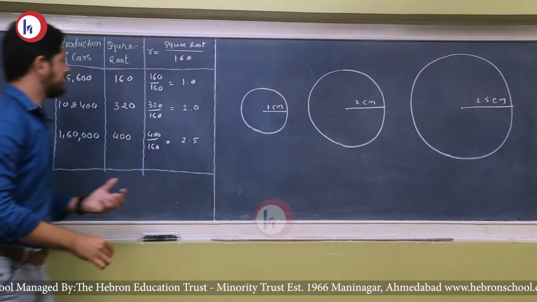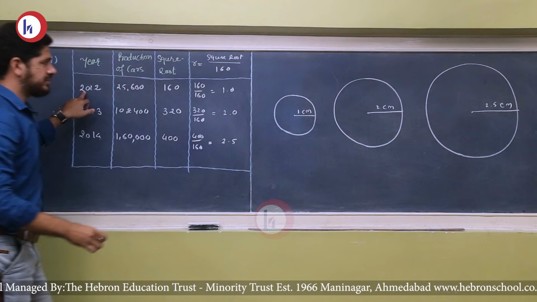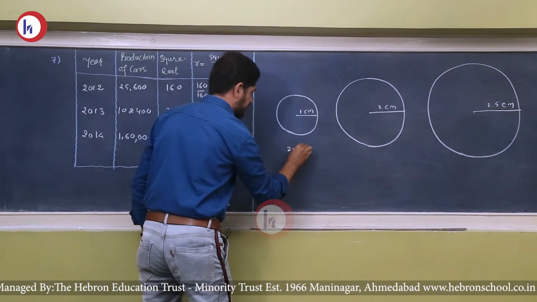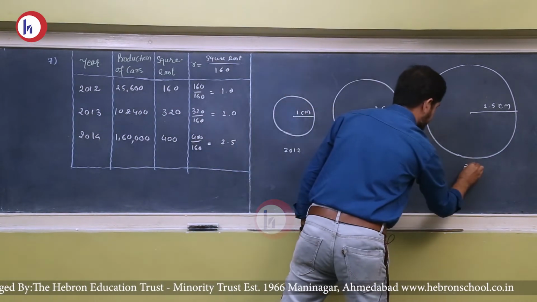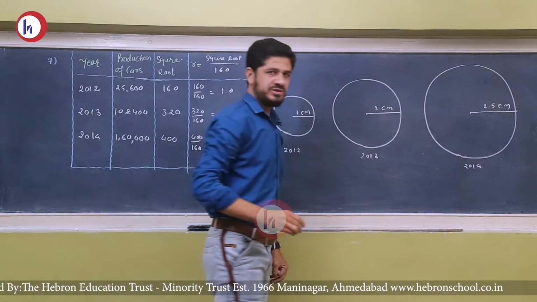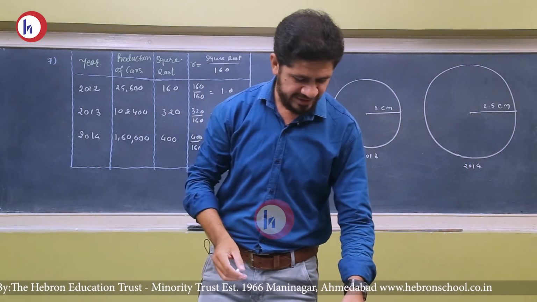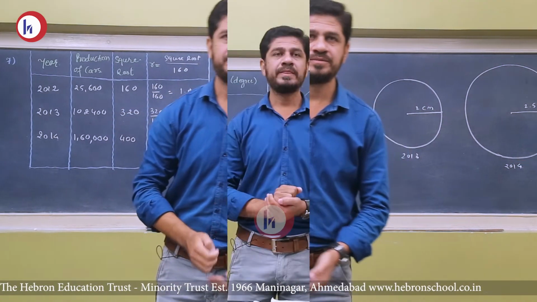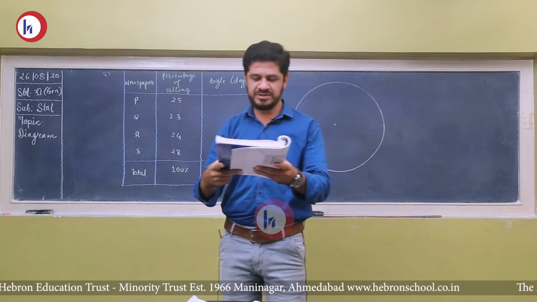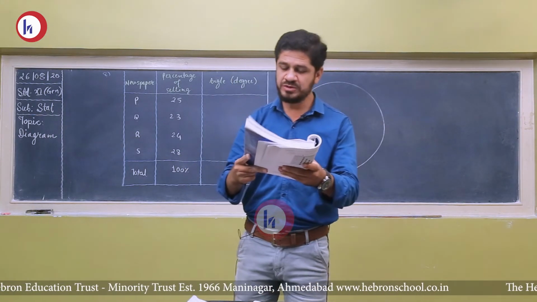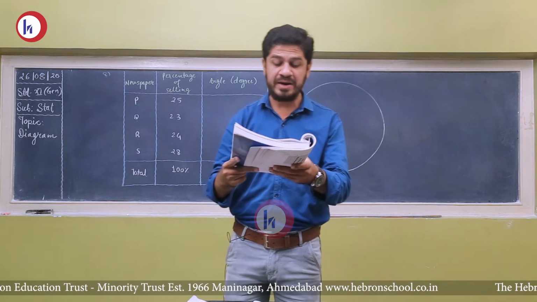The first circle represents 2012. So this is 2012, 2013 and 2014. So this is the easiest diagram that we can draw. Now let's come to the question number 8. The following data represent the percentage sales of copies of daily newspaper. Represent it by pie diagram.